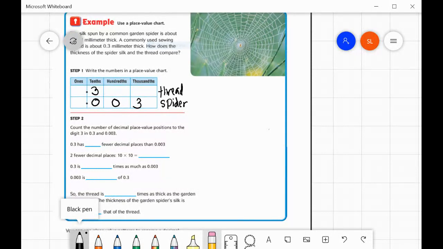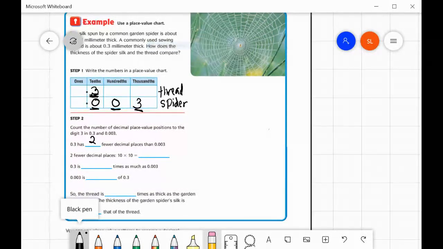Now we're going to count the number of decimal place value positions to the digits in the 3/10ths and in the 3/1000ths. So here we come over 1. All right. And here we come over 3. Okay. So 3/10ths has how many fewer decimal places than 3/1000ths? All right. I count 1, 2. It has 2 fewer decimal places.